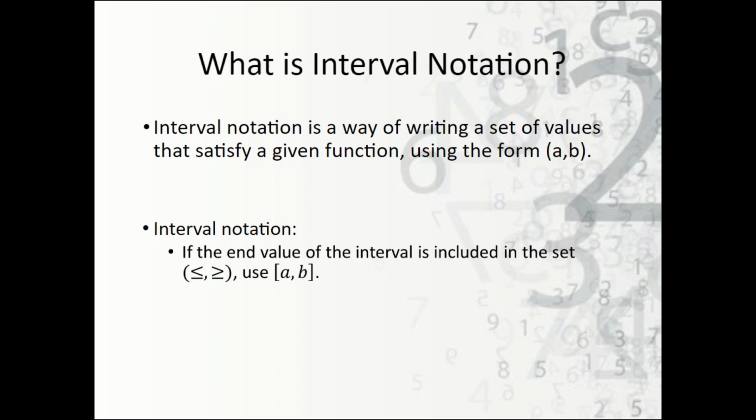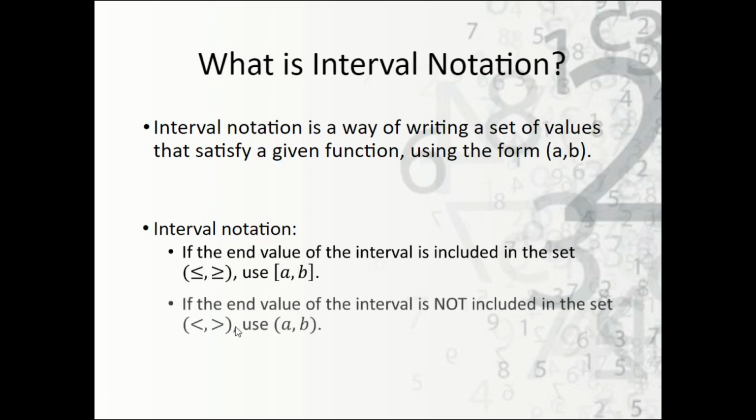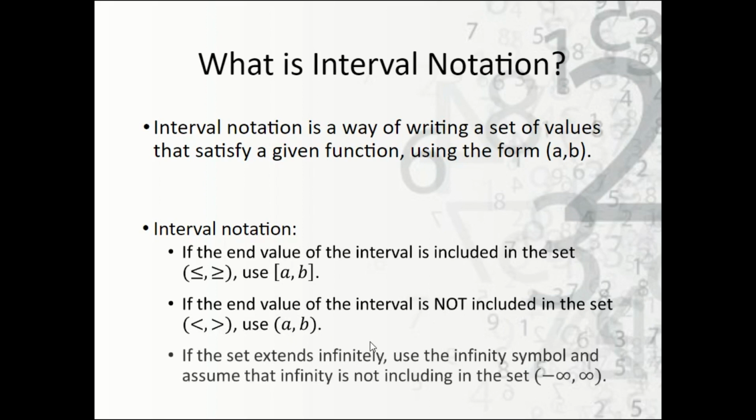If 3 is not included, so it gets really close to 3 but never touches it, that's when we'll use the parentheses. So if it's less than or equal to or greater than or equal to, we use the brackets. If it's just less than or greater than, we use the parentheses, so it's not included in the set. If it goes on forever, we put infinity, and infinity is not a number, so it can't be included in the set. So it will always be parentheses whenever you see infinity or negative infinity.